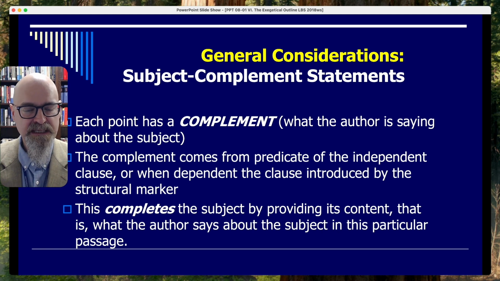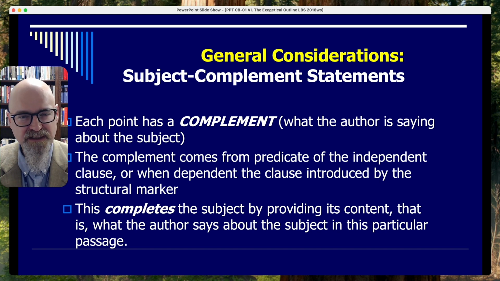Now, the complement is what the author asserts. It's what the author says about that subject. And that usually comes from the predicate if it's an independent clause, or it comes from the actual content of the clause of the structural marker if it's a dependent clause. Now, again, that sounds a little funky, but we're going to explain that and show a couple of examples to make that work. And basically what the complement does is it completes the subject by providing the content that is asserted.